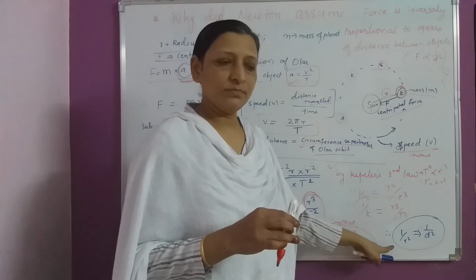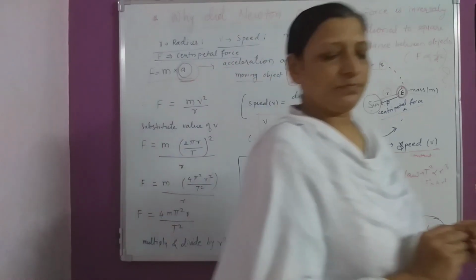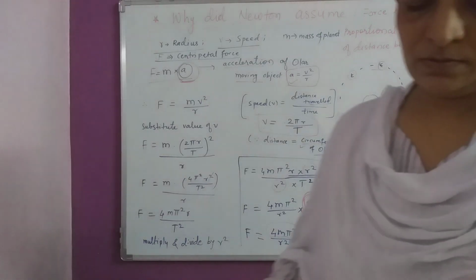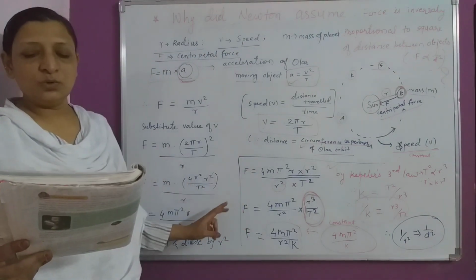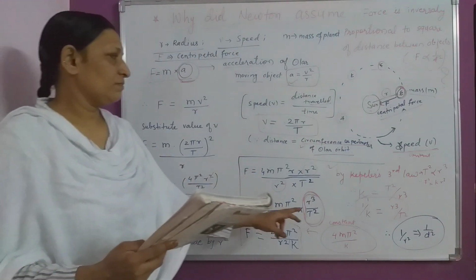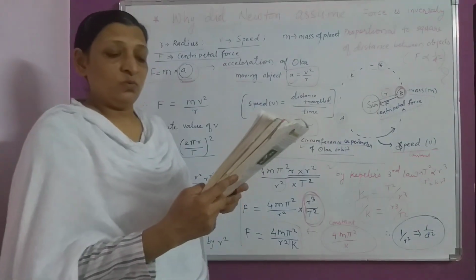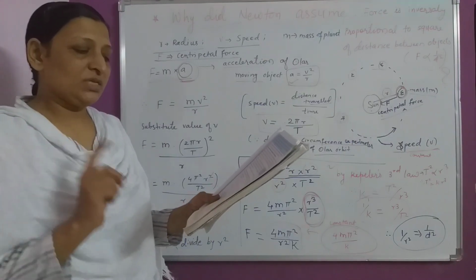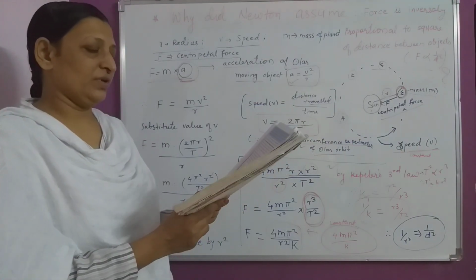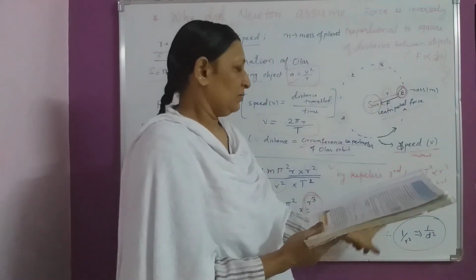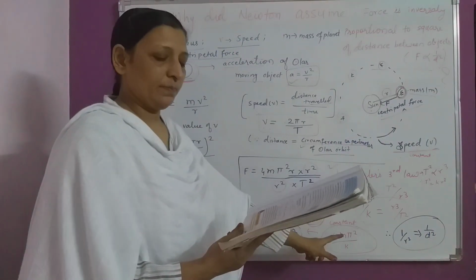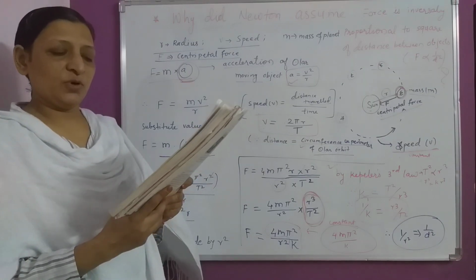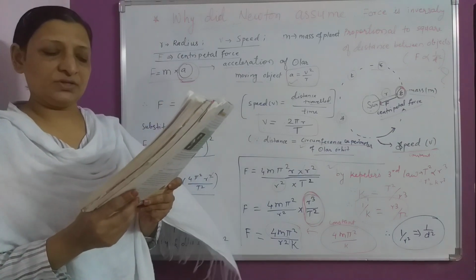Is it clear? So from this, Newton concluded that the centripetal force, which is the force acting on the planet and responsible for circular motion, must be inversely proportional to the square of the distance between the planet and the sun. This we have proved mathematically. Newton identified this force with the force of gravity and hence postulated the inverse square law of gravitation.